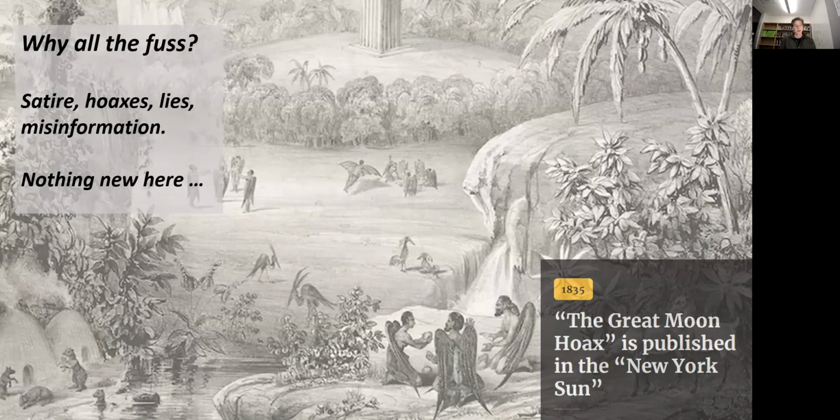There's a kind of gesturing towards these conventions, if you like, and that helps to draw people in a strong way. And you might think, well, this is ridiculous, but it's 1835 and people didn't really know much about what was on the moon at that point in time.